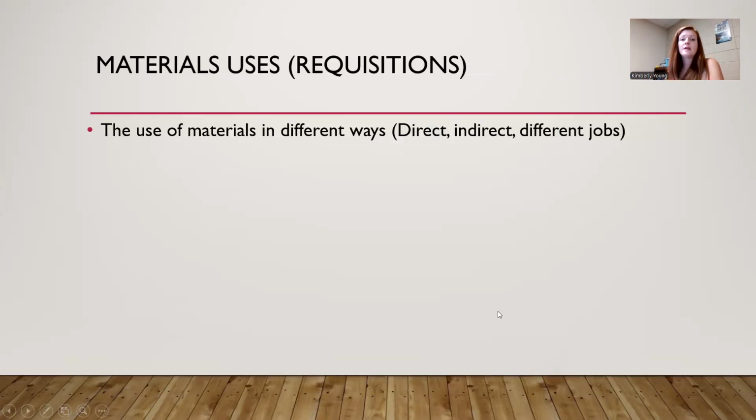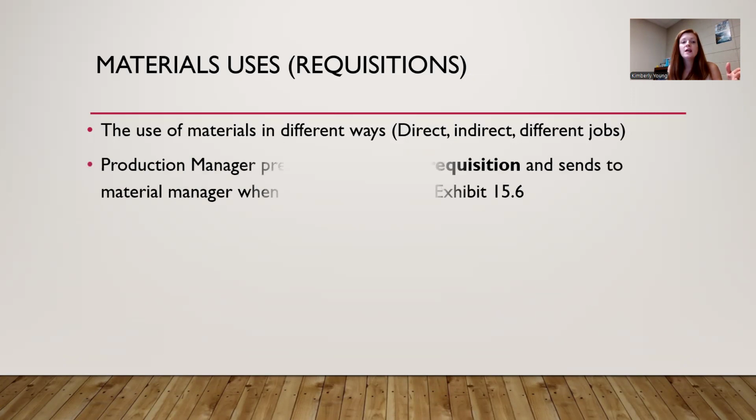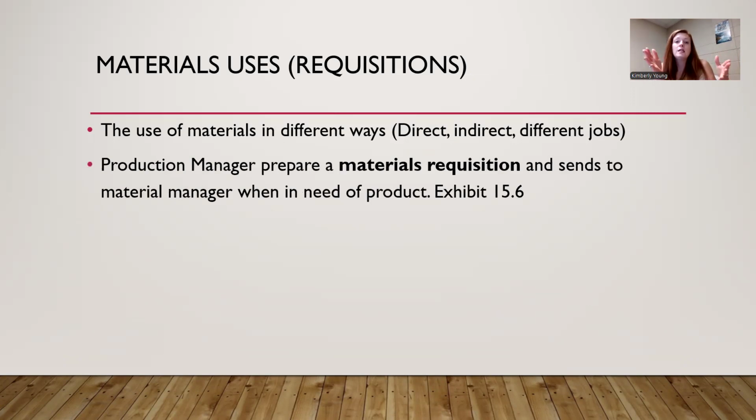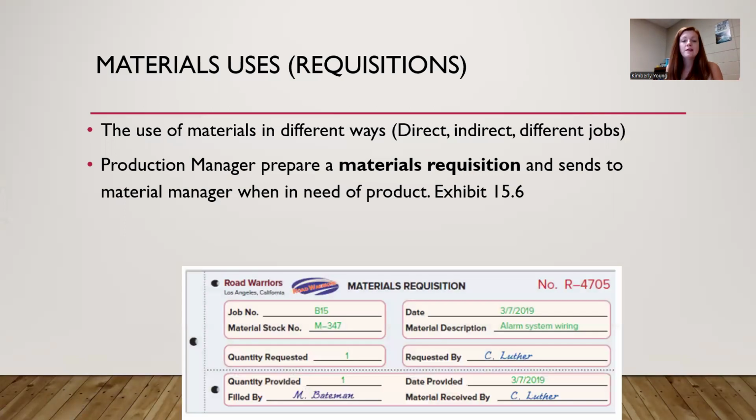So how does it work where they get from the raw goods to where they're actually in work in process? There's going to be a materials requisition, and this is whether it is indirect or direct materials. The department for production is going to say, we need 10 more wires to create the system. So they are going to fill out a materials requisition, might look something like this, probably going to be online, not a physical copy. And they send that to the manager over the raw goods.